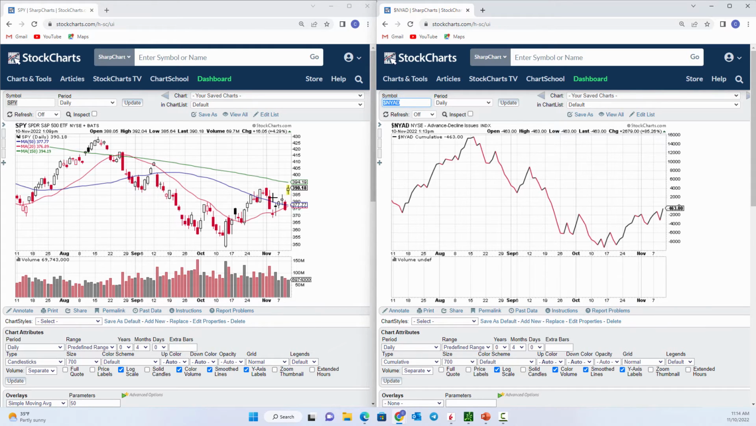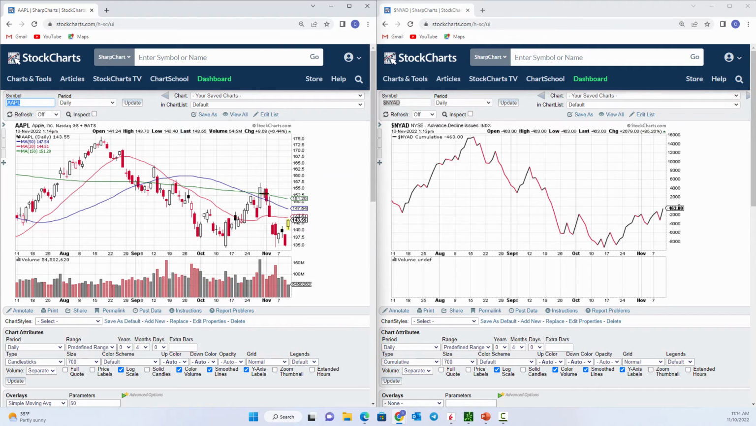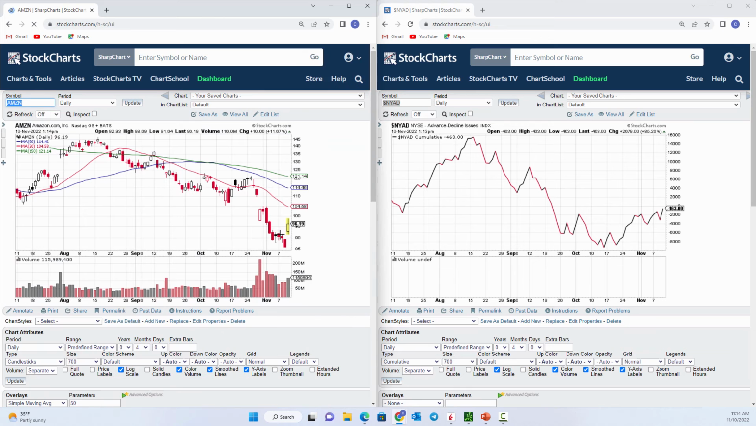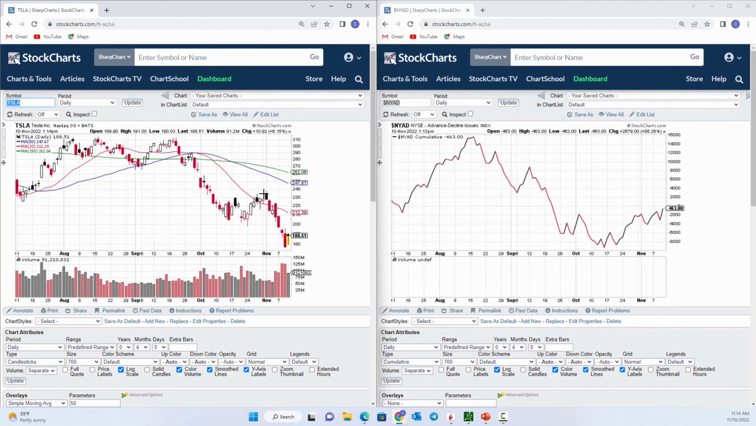The problem for the S&P 500 is it's so heavily weighted to Apple, which has had a rough couple of weeks, to Google, which has had a terrible couple of weeks, to Amazon, which has had a very dreadful couple of weeks, to Tesla, which has been taking it on the chin, and on the list goes.